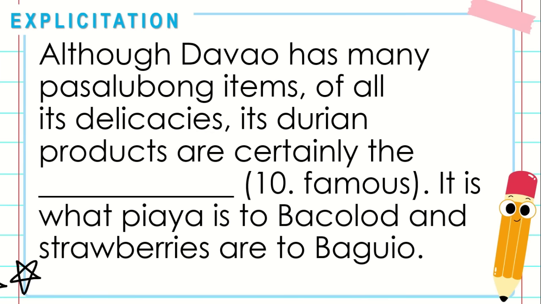Although Davao has many pasalubong items, of all its delicacies, its durian products are certainly the blank famous. It is what piaya is to Bacolod and strawberries are to Baguio.